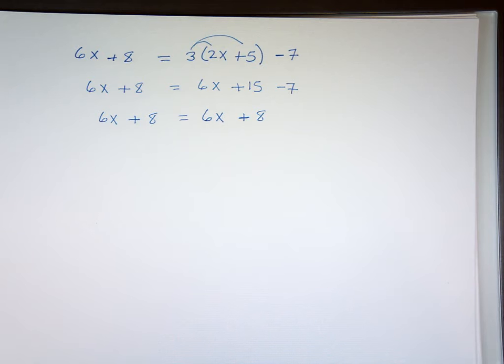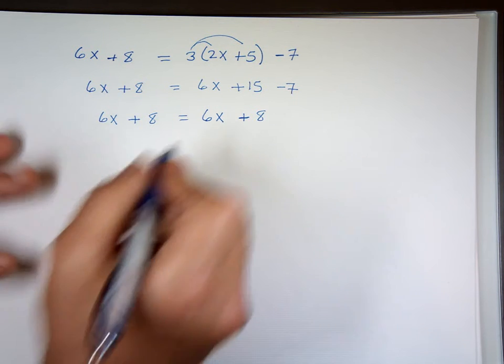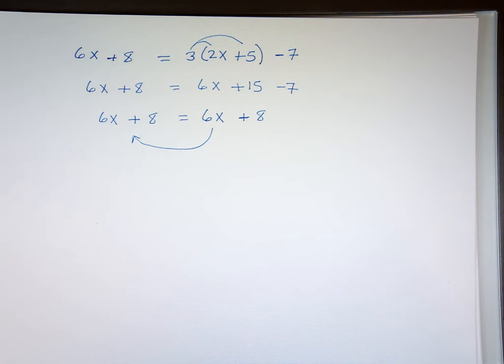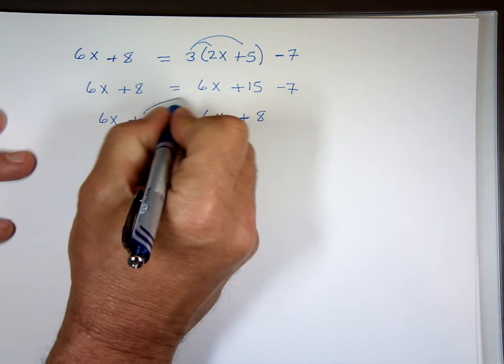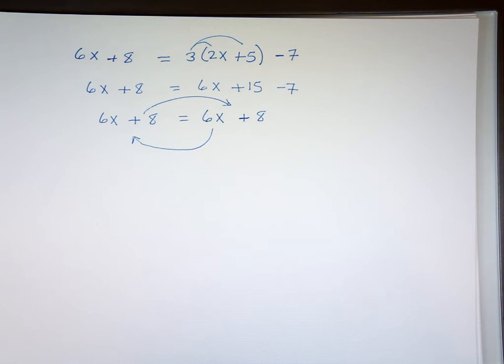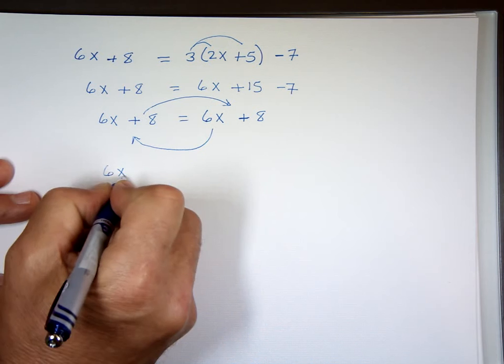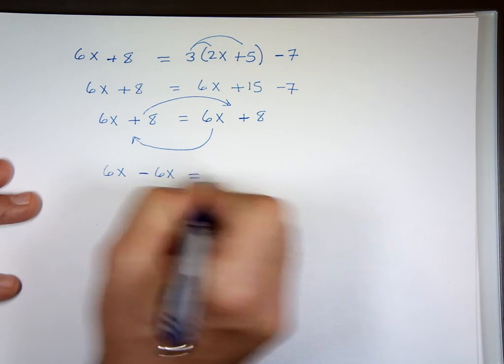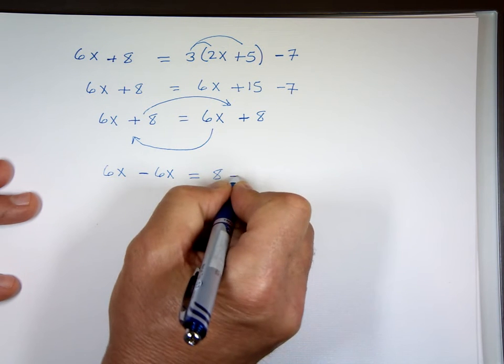Step number 3, I say move all the x's to one side. It doesn't matter which side. I always tend to go to the left, but it really doesn't matter. All the numbers go to the other side. 6x minus 6x equals what? 8 minus 8.